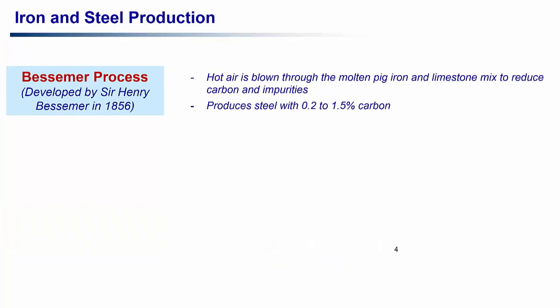And in 1856, Sir Henry Bessemer, a British engineer and inventor, developed a method where hot air is blown through the molten pig iron and limestone to reduce carbon and other impurities. It produces steel with reduced carbon content between 0.2 to 1.5%. This process of steel production is known as the Bessemer process. When the carbon content is low, steel gains its ductility and hardness. This makes steel suitable for use as a construction material.